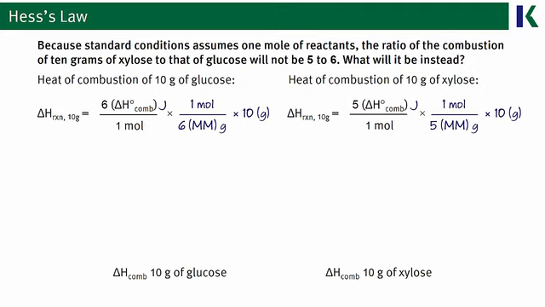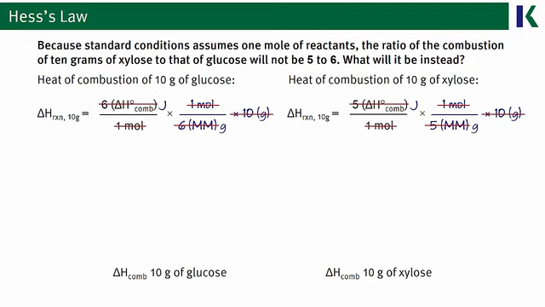Time to simplify. We can cancel out the 6's on glucose's end, the 5's on xylose's end, the 1 mole's pretty much on both ends, as well as the 10 grams. Looking at this, how did we find the heat released by the two sugars compare? 10 grams of each sugar release the same energy. Mind-blowing, isn't it?